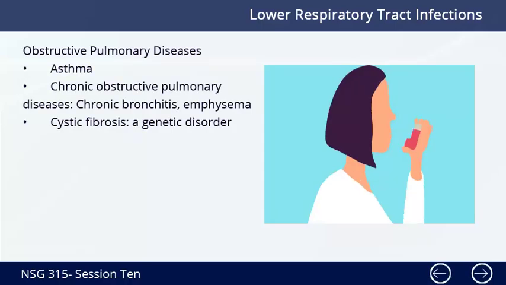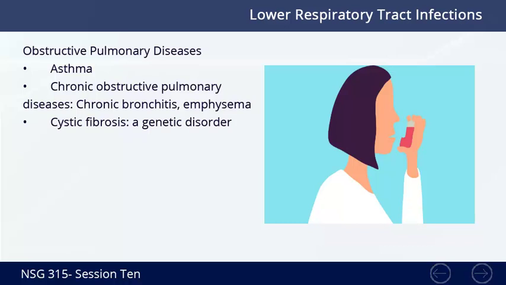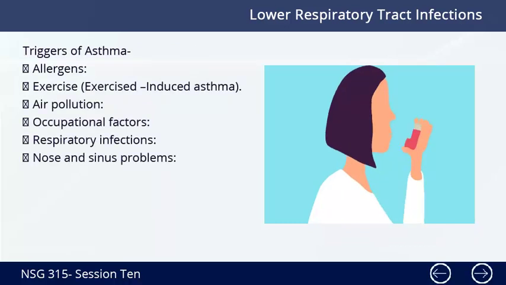Obstructive lung diseases include asthma, chronic obstructive pulmonary disease, for example chronic bronchitis and emphysema, and cystic fibrosis, a genetic disorder. Triggers of asthma. Allergens. In about 40% of cases, allergic asthma may be seasonal. Exercise. Exercise-induced asthma occurs commonly after vigorous exercise and not during exercise.